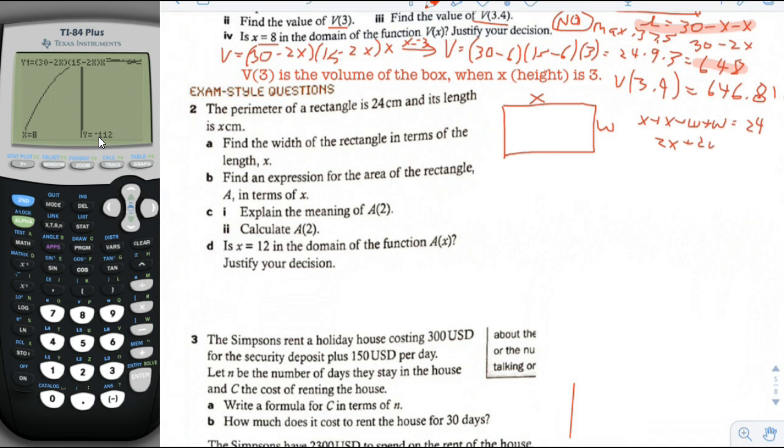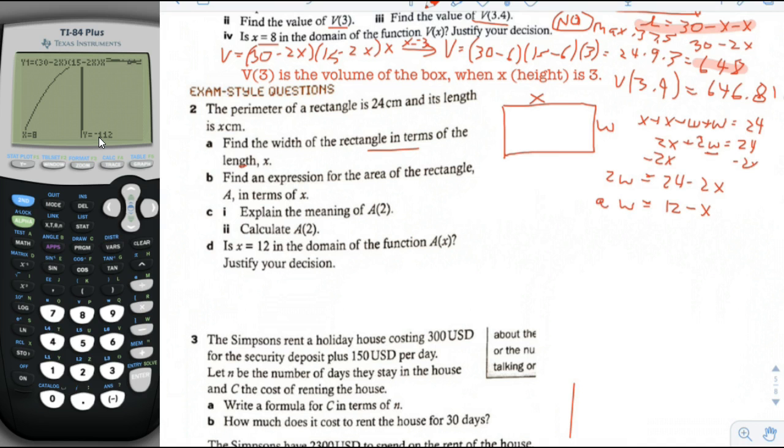Find the width of the rectangle in terms of the length x. Okay, this is an algebra problem. We know that the width is w, but they want it just writing x's and numbers. So we can do that. We just need to solve for w in terms of x. To do that, we can isolate the w. So we're going to subtract 2x from both sides. That'll give us 2w equals 24 minus 2x. w equals 12 minus x. So w is equal to 12 minus x. That's the answer to A.